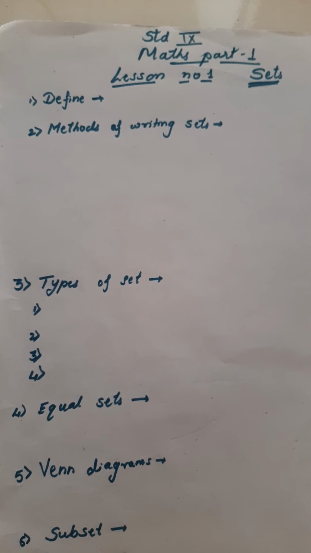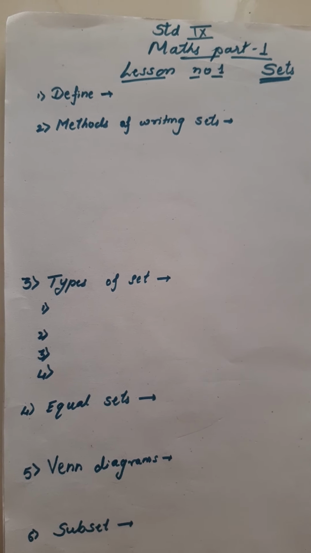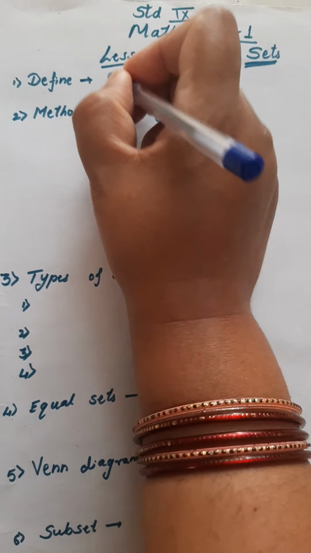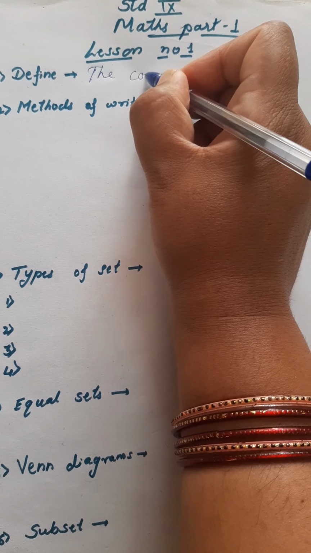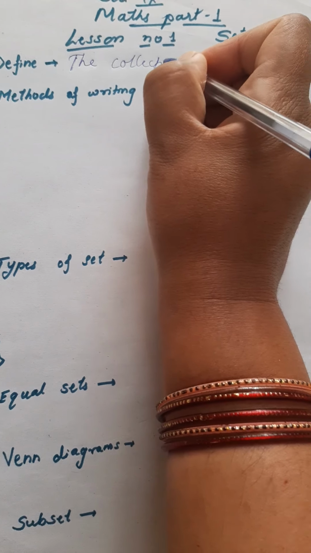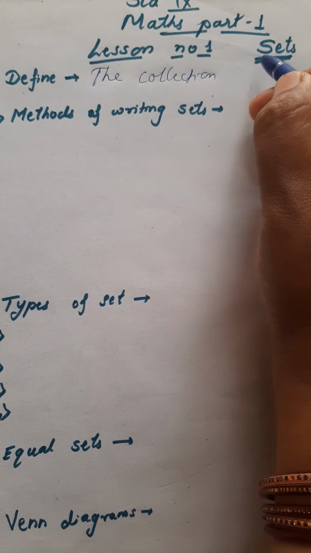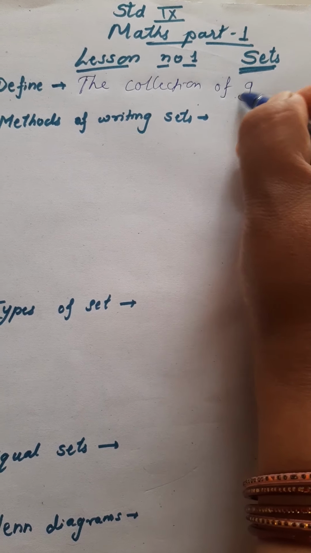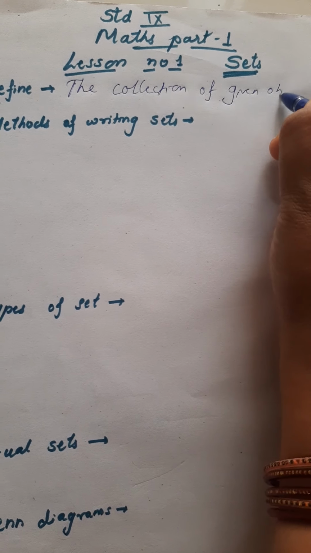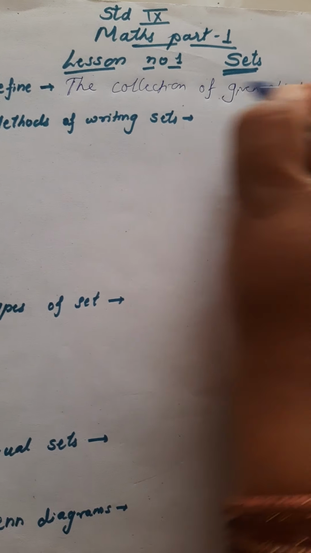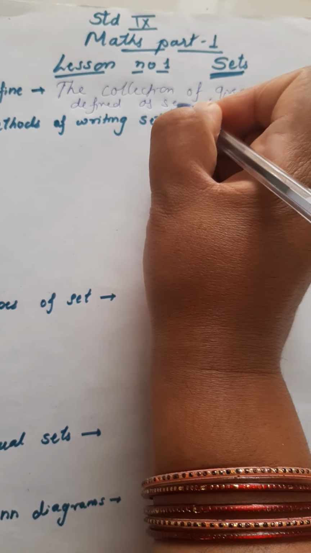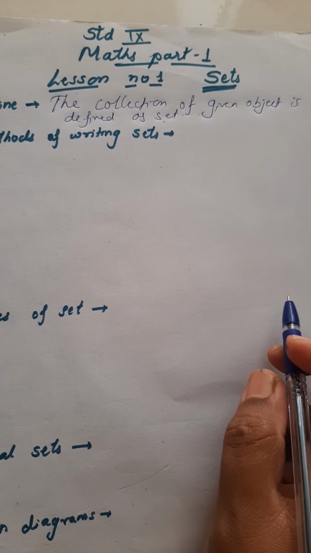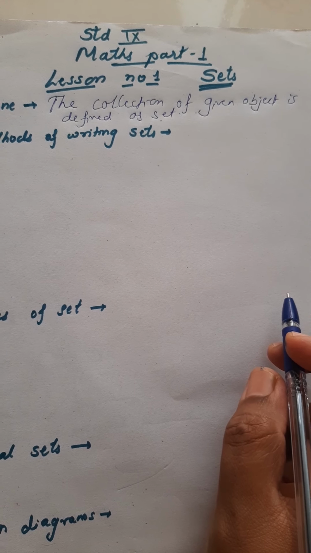Now first I will define the set. How do you define a set? The collection of given objects is defined as a set. Okay, the collection of given objects is defined as a set.